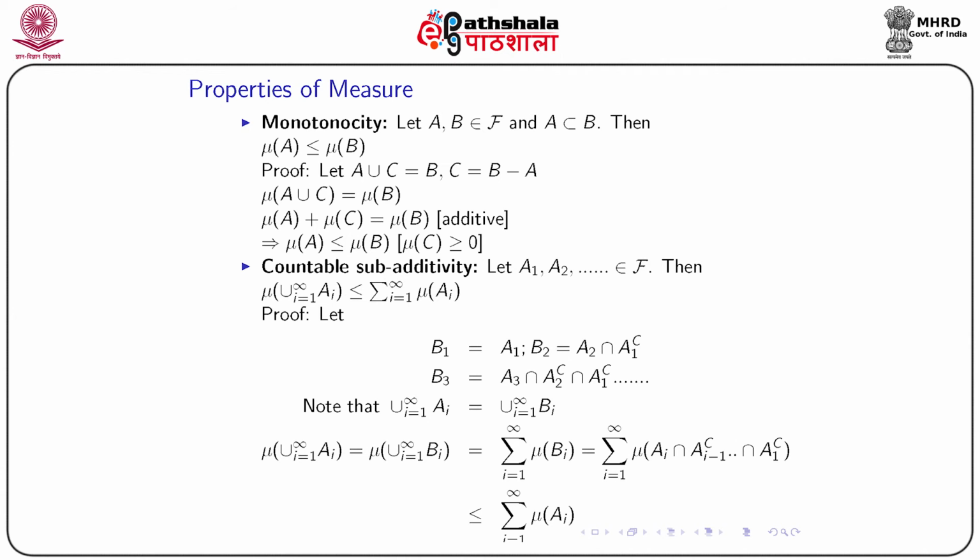Now, the advantage is that B1, B2, B3 are all mutually disjoint. If they are disjoint, then their union can be replaced by a sum. So, it will be sum over i from 1 to infinity mu of Bi, and by notation Bi is nothing but Ai intersection A1 complement, A2 complement, up to Ai minus 1 complement. So, this will be mu of Ai intersection A1 complement, A2 complement, up to Ai minus 1 complement, and this is obviously less than or equal to mu of Ai.